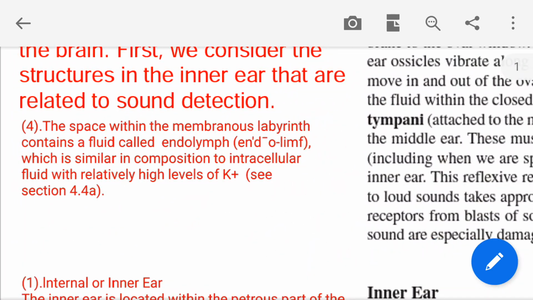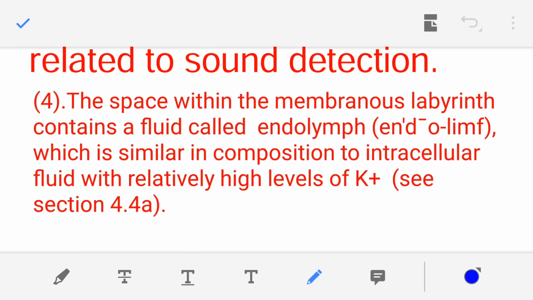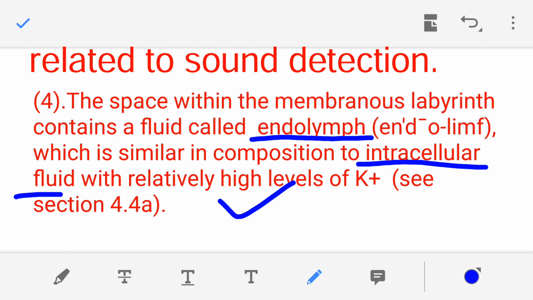Now, inside the membranous labyrinth, what is present? So inside the membranous labyrinth, also a fluid is present. That fluid is known as endolymph. And the composition of endolymph is similar to intracellular fluid, and this endolymph has a relatively high level of K plus, more K plus ions are present in endolymph.